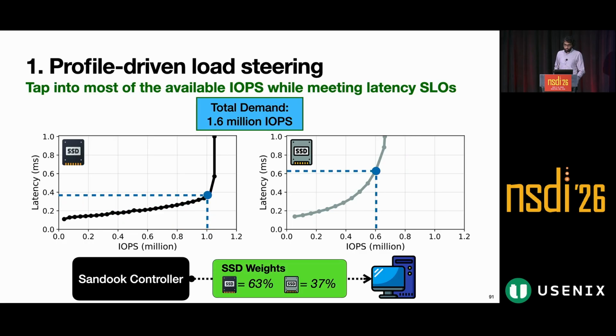So using Sandook, you can actually assign appropriate weights based on these profiles, such that, for example, in this case, you can route about 60% of your read operations to the left one and about 40% to the right one, and you're able to maximize the utilization of your resources while also satisfying the load and keeping your latency SLOs met.